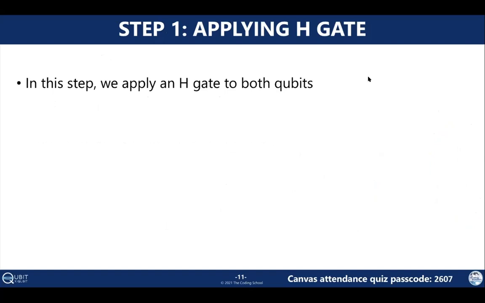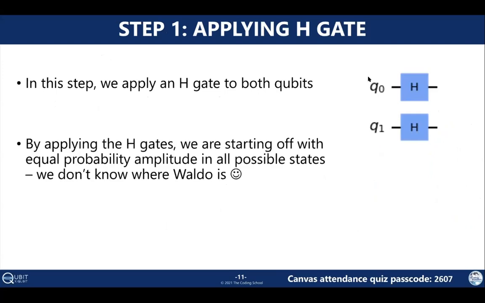In the first step, we're going to just apply our Hadamard gates, which is going to create our superposition for all of our qubits individually. So this is not a 2-qubit gate. This is just 2 separate Hadamard gates. And this will give us an equal probability amplitude for all possible states. But what this is saying is we have no preferential start.